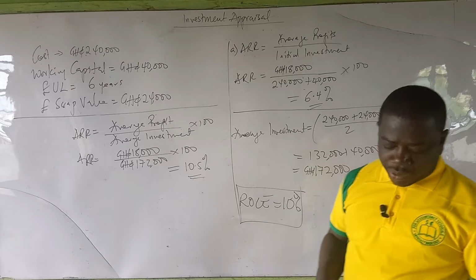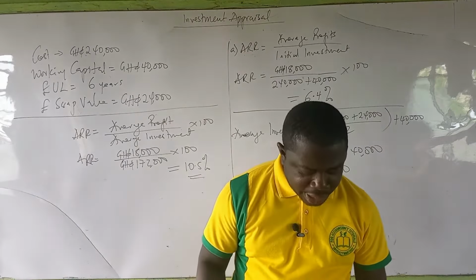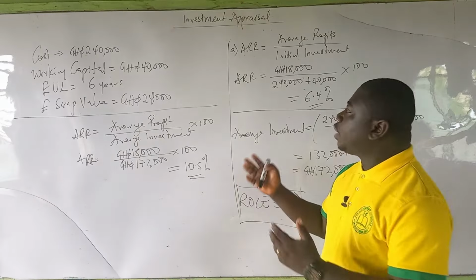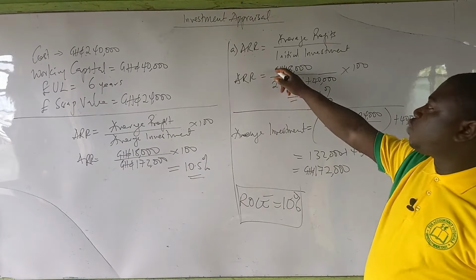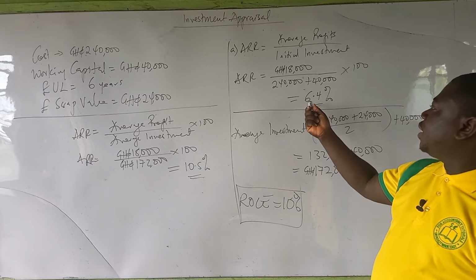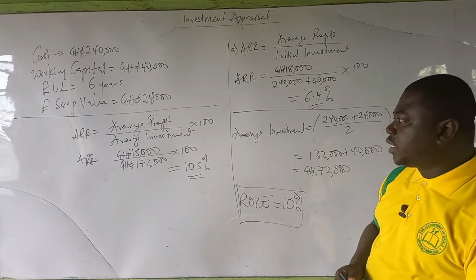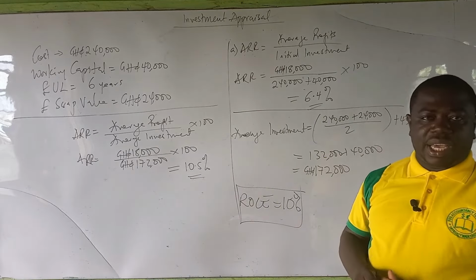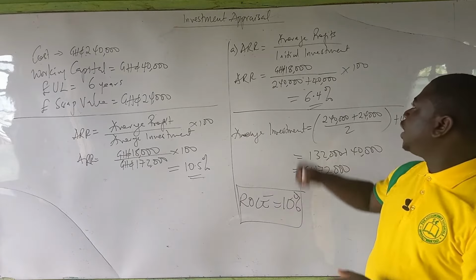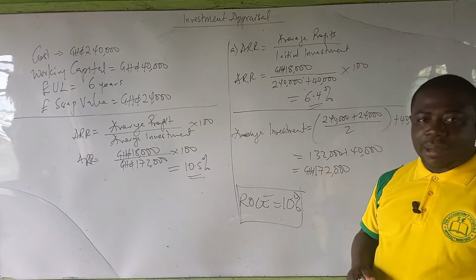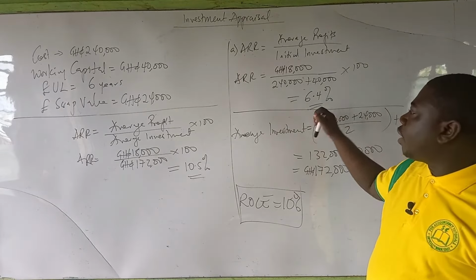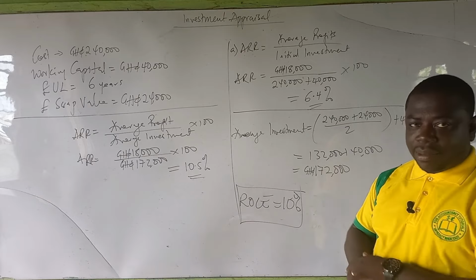Now, let us read requirement C again. We are told to suggest whether or not the project should be undertaken on the basis of its expected ARR. Now, look, we have two different expected ARR. The first one is using the initial investment approach, with an accounting rate of return of 6.4%. And then using the average investment, we have 10.5%. So if you are using the return on capital employed as a yardstick, then if you are going by the initial investment approach, the project should be rejected, not embarked on, because the ARR is lower than the company's return on capital employed.